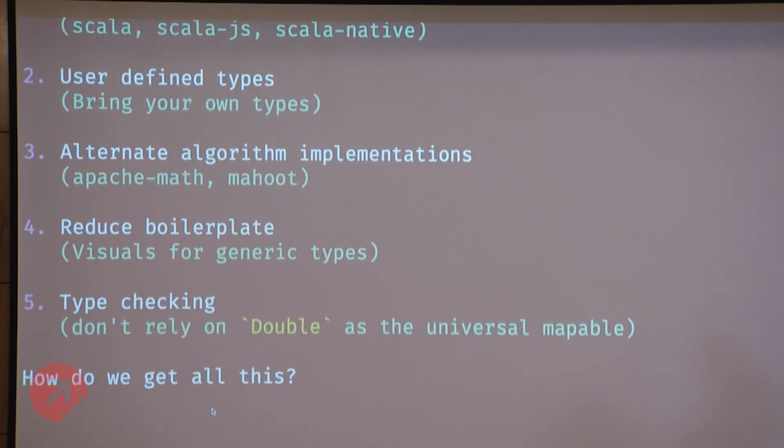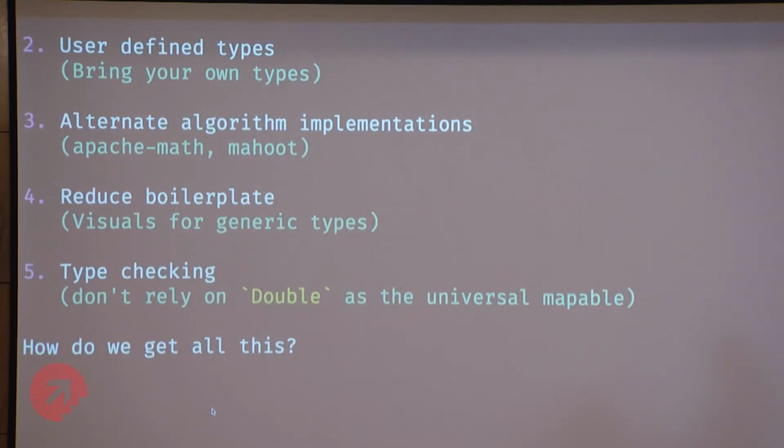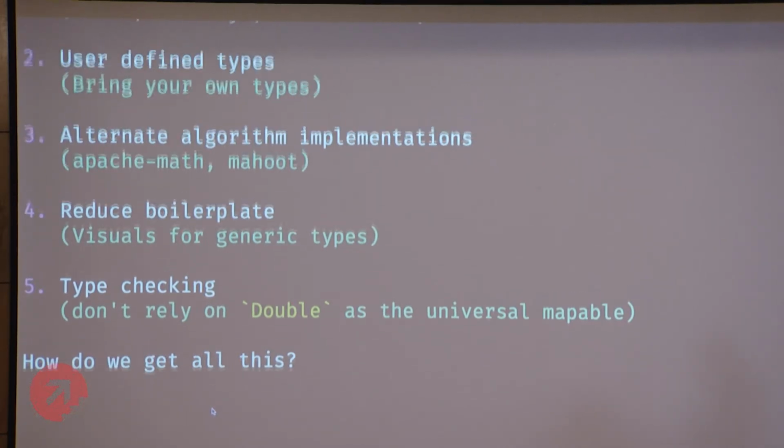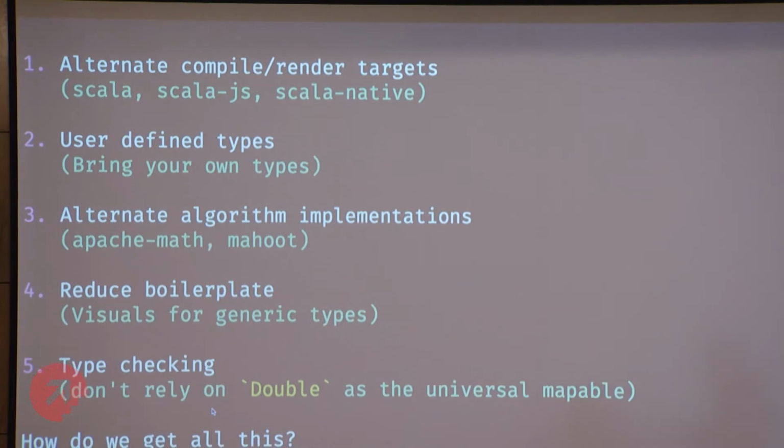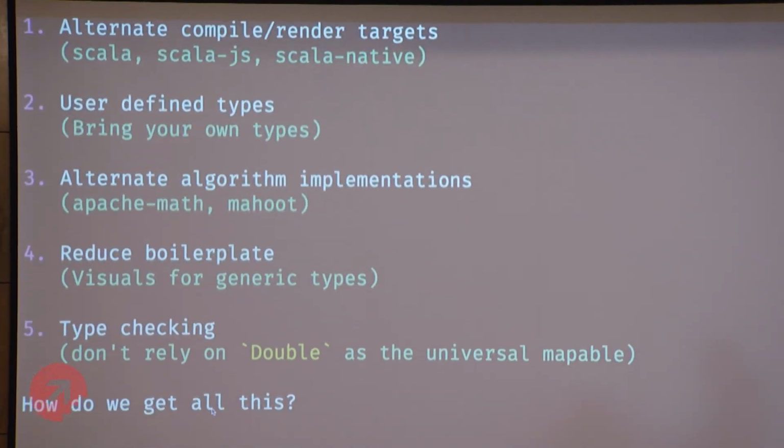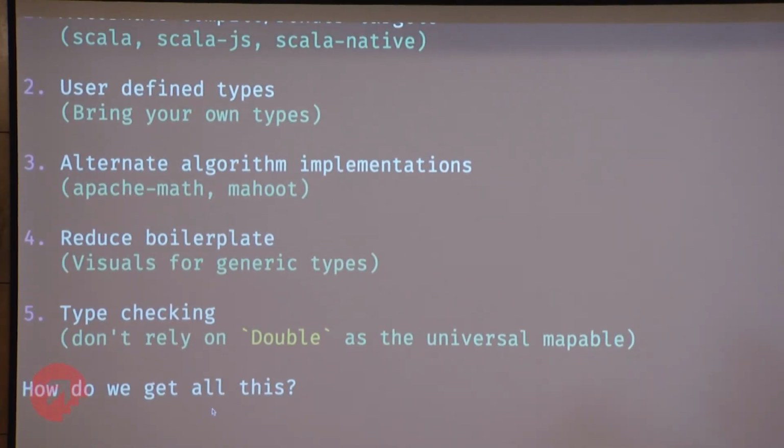And then alternative algorithm implementations. In the back end, I have different fitter functions, and I can call them out. You have one piece of code that's already compiled and just say, hey, use this other implementation instead, and the type class gives you all this. And reduce boilerplate, I think this is another thing: cleverly having your implicits in the background can pull out the ones that are needed instead of you having to manually type them. And then type checking, instead of relying on double as the universal plot function.